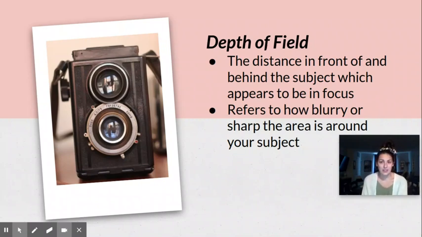Depth of field is the distance in front of and behind the subject that appears to be in focus. This refers to how blurry or how sharp the area is around your subject. Now, this technique kind of falls more under the category of those fancy cameras like the one in the picture, but we can still use this when we use our phones or other cameras like that.